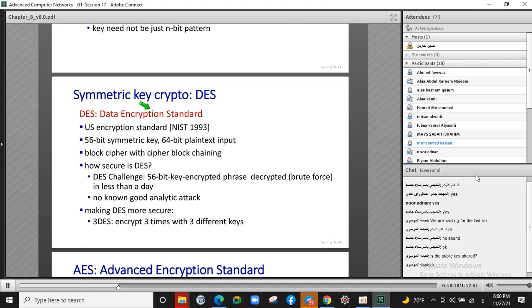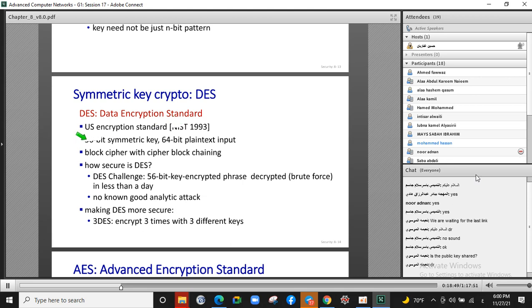There is another algorithm for encryption. Its name is DES, or Data Encryption Standard. This standard was used for more than 3 decades, but in 1993, the NIST organization tried to standardize this algorithm, the DES algorithm.